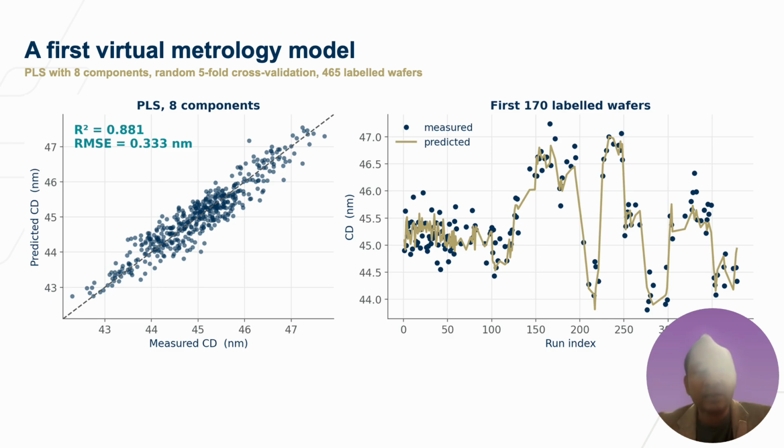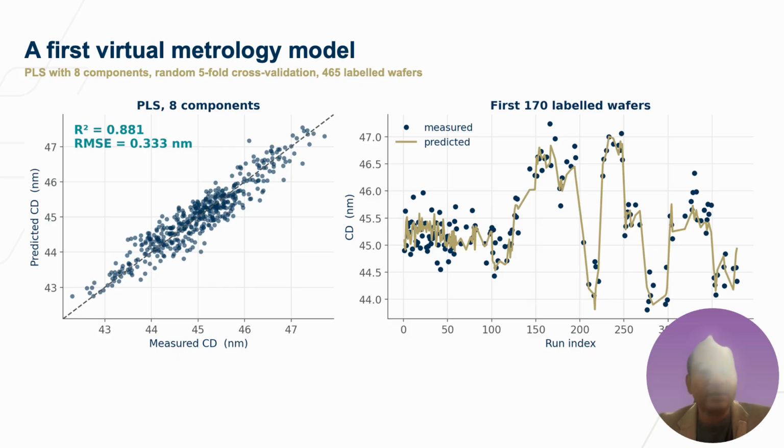So here is a working virtual metrology model, PLS, 8 components, 465 labeled wafers, 5-fold cross validation. Predicted against measured, the dashed line is a perfect agreement. R squared of 0.881, RMSE of 0.333 nanometers. Put that in context, the specification window on this parameter is 4 nanometers. Our prediction error is a third of a nanometer, about 8% of the window.